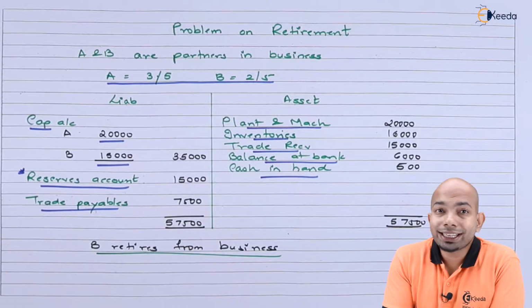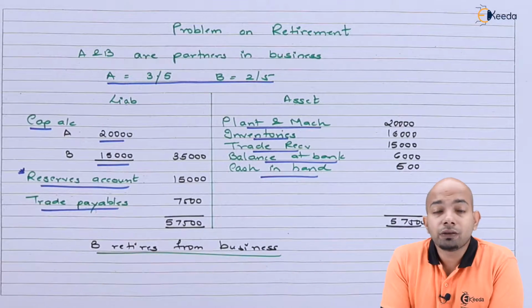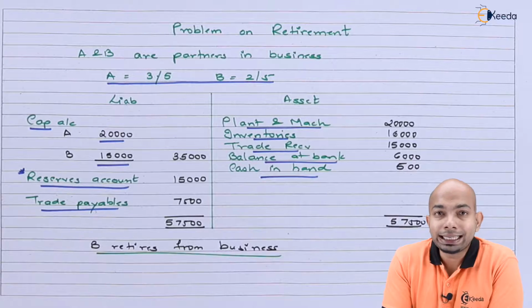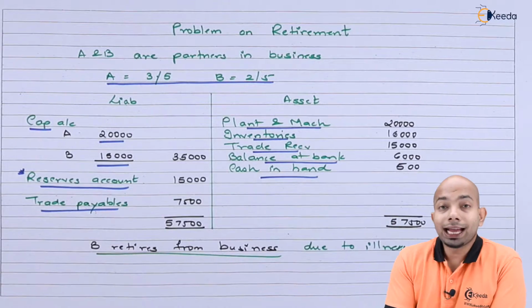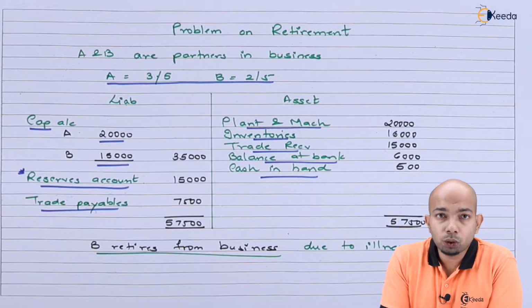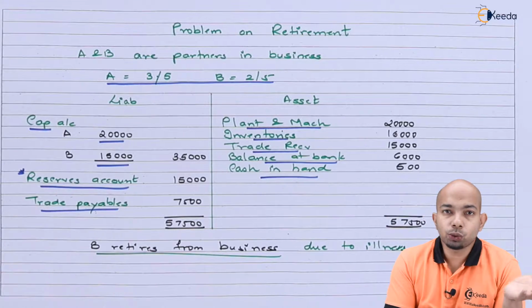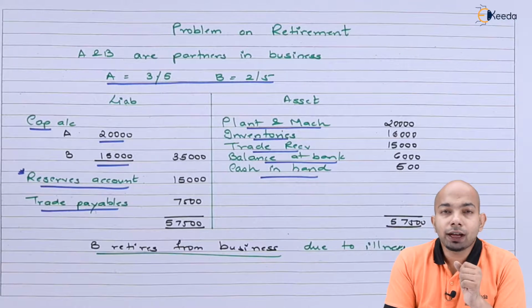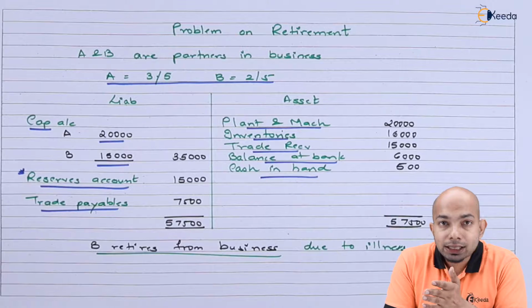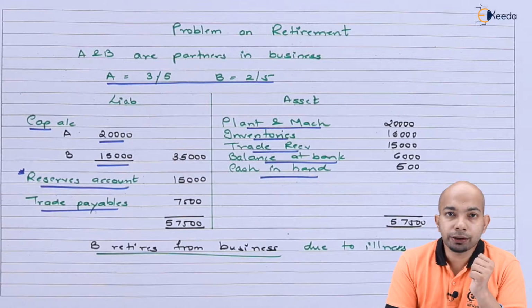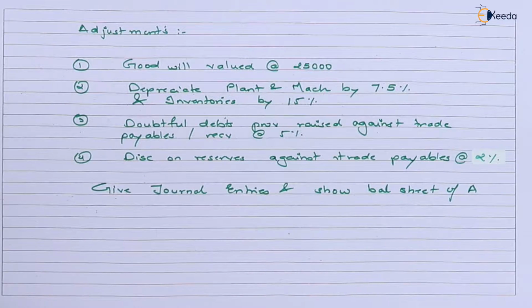Now the question also states that B retires from the business. We can assume that this was owing to illness, and the existing partner A takes over the whole firm. So this has been assumed here. Now let's go ahead with the revaluation details and every other adjustment that has to be taken into consideration here. Now further adjustments have been mentioned here. Let's go through them one by one.